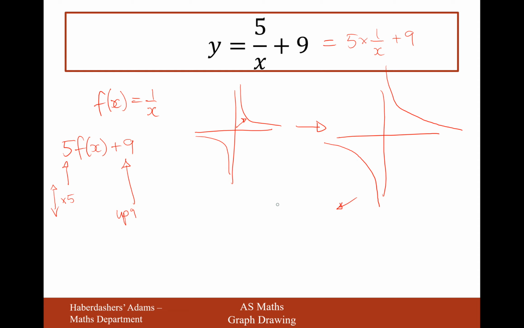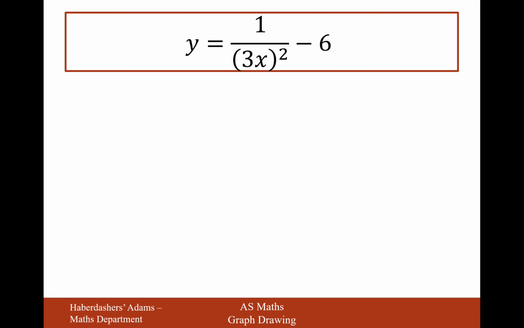The final thing we'll need to do here is move it up by 9. So we'll draw our asymptote in first, and then we'll move it up by 9. Still remember it's quite far away from the center point because it's a 5 times stretch scale factor. So this is the answer here.